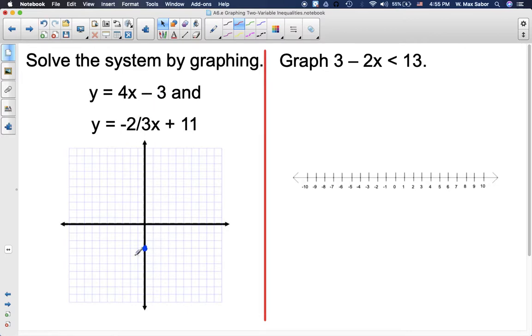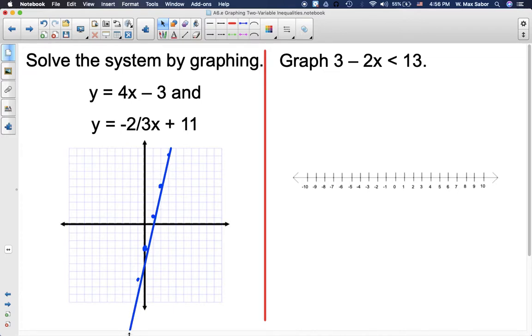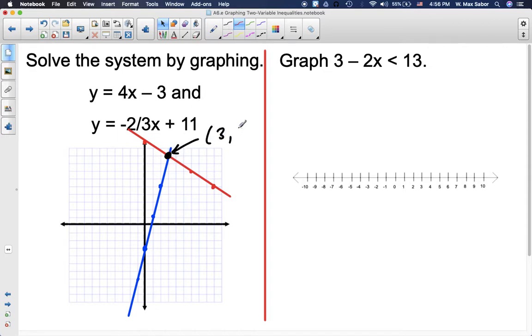So the first one has a y-intercept of -3 and a slope of 4. So this is our line. And then the second equation has a y-intercept of 11 and a slope of -2/3, going down to right 3, down to right 3. That gives us this red line. And we see that where they intersect is our solution. Our solution is, I believe in this case, 3, 9.